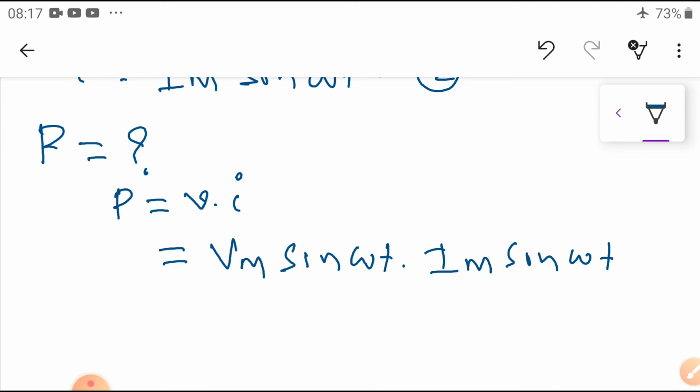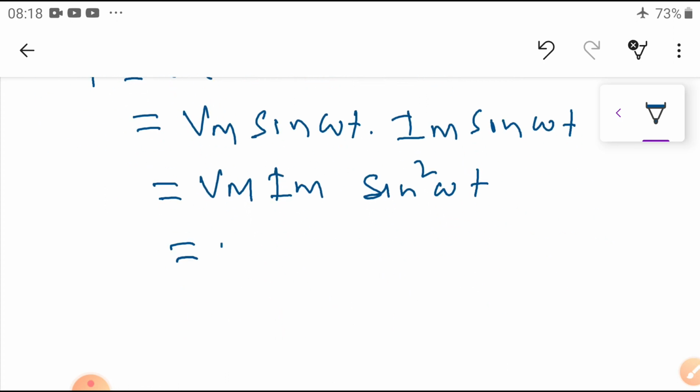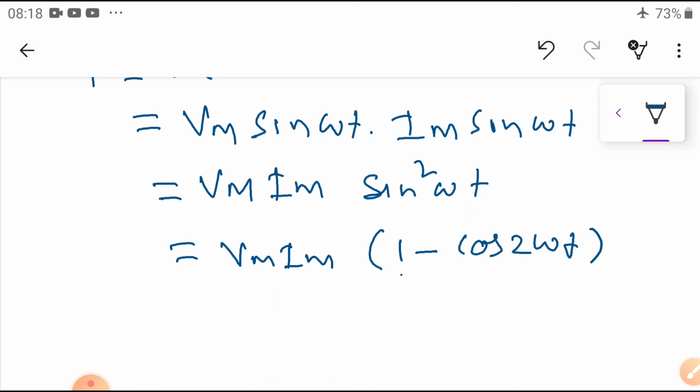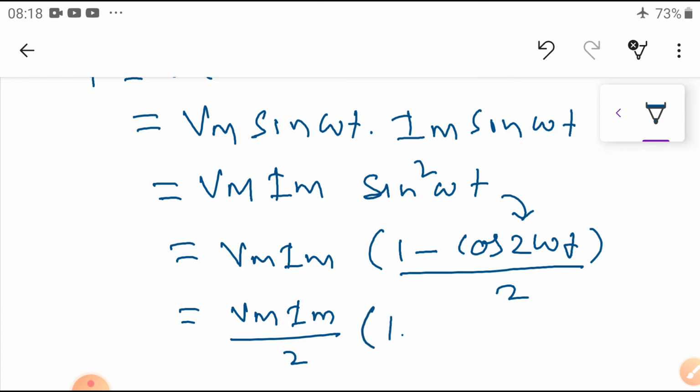Okay, so then what will happen? Here Vm is a constant, Im is a constant, then sin omega t times sin omega t, we can write as sin square omega t. So we can write it in the form of Vm Im times (1 minus cos 2 omega t) by 2. I can write it in trigonometric form. Then it becomes Vm Im by 2 times (1 minus cos 2 omega t).